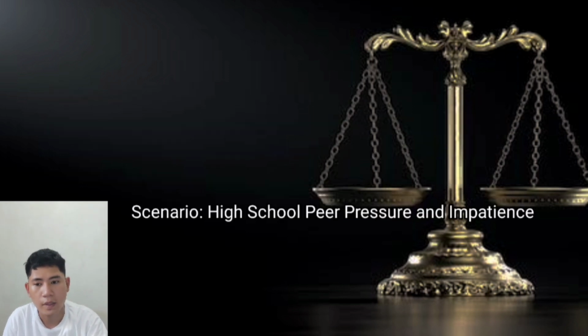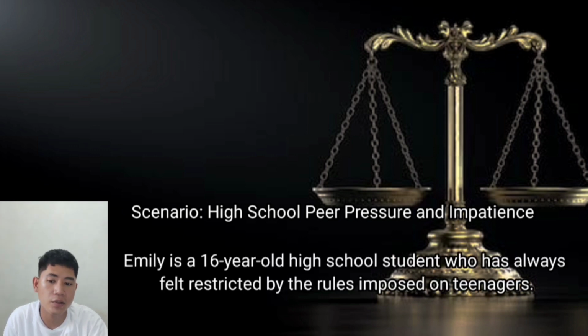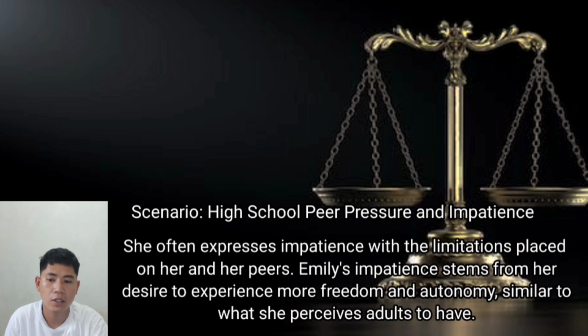Let's have a scenario: high school peer pressure and impatience. Emily is a 16-year-old high school student who has always felt restricted by the rules imposed on teenagers. She often experienced impatience with the limitations placed on her and her peers. Emily's impatience stems from her desire to experience more freedom and autonomy, similar to what she perceived adults to have.